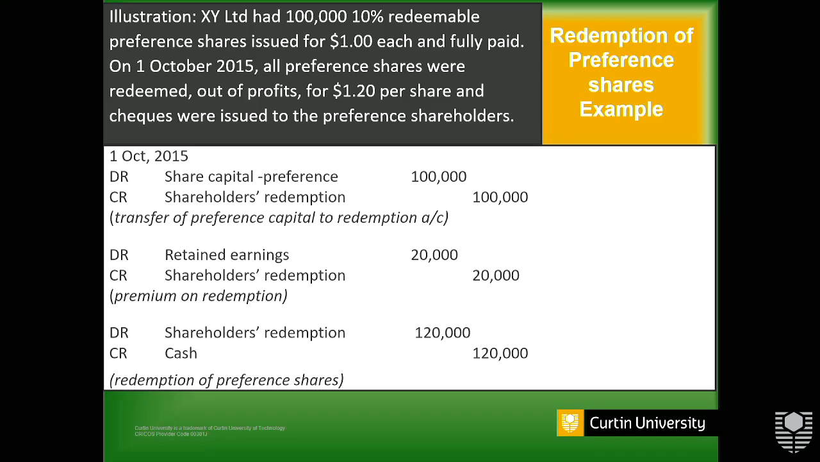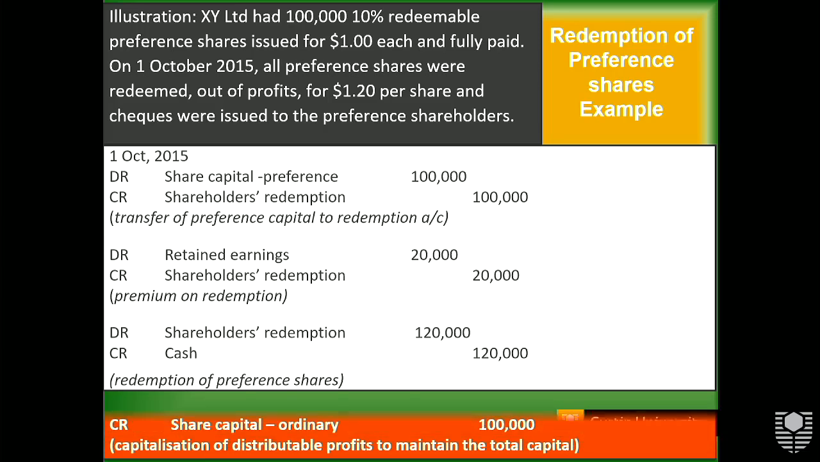We're going to redeem out of our profits, so it's got to come out of our retained earnings, and we're going to pay a premium there of 20 cents. So you've got your 100,000 times your 20 cents, which gives you your 20,000. That goes into our shareholders' redemption account. We're going to pay them 120,000, debit our shareholders' redemption, bring it back to zero, pay the cash, debit and credit. The other thing that we need to do as well, if we don't want to reduce our overall capital, is transfer $100,000 out of our retained earnings and put that against our ordinary share capital, to make sure that we maintain the overall value of our equity.